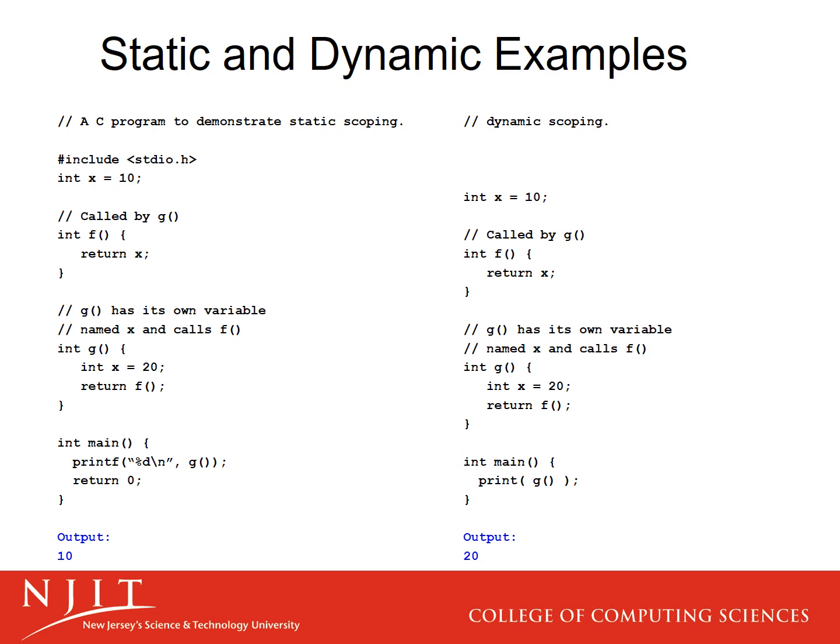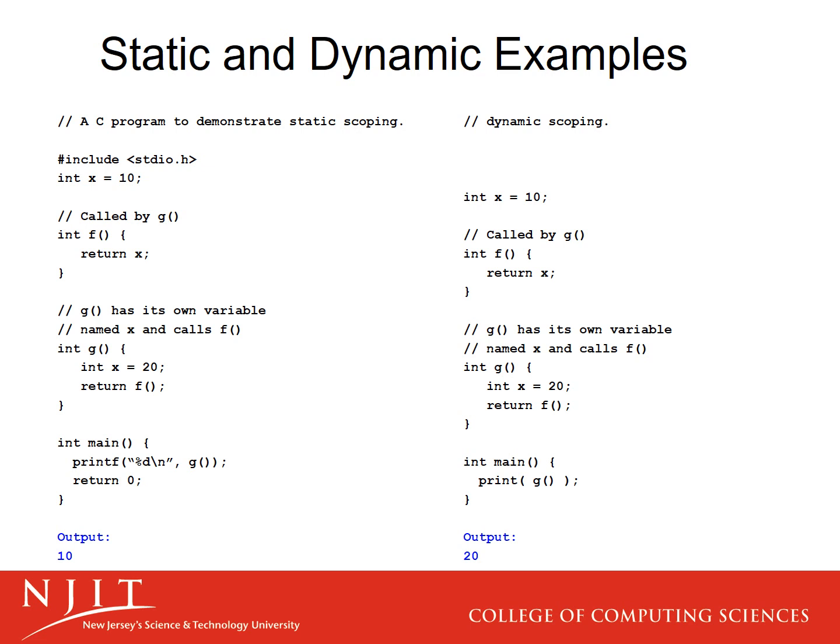The program on the right illustrates dynamic scoping. Here, the order in which things are executed matters. In main, you'll see that first x is declared to be 10 up at the top. Then in main, I call G. G declares an x with a value of 20. Then it calls F. F returns x.